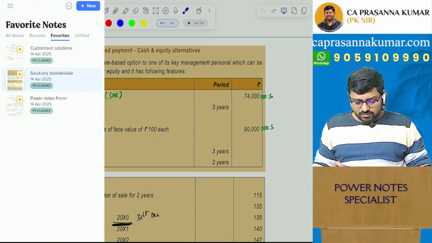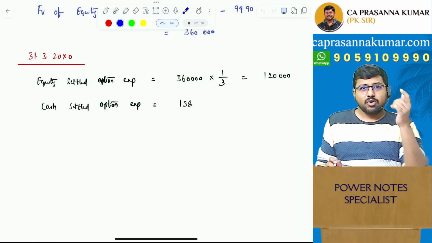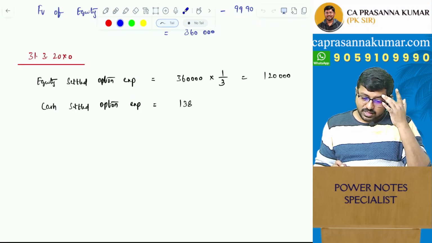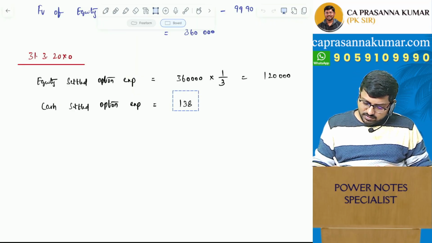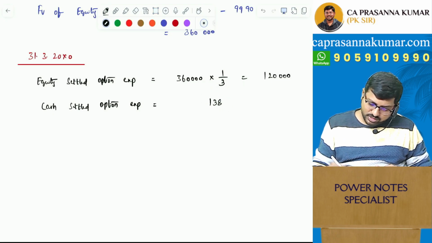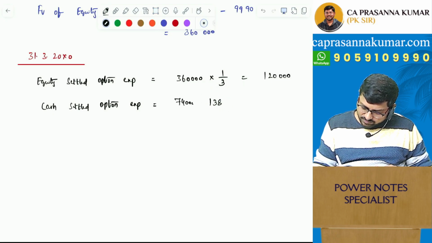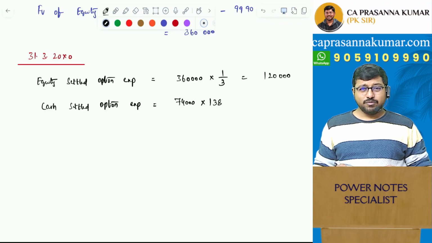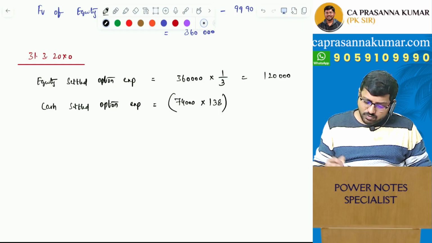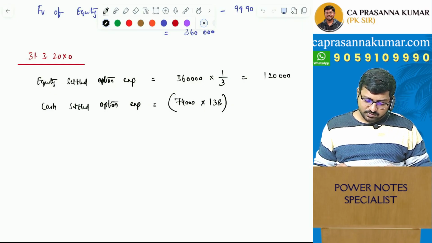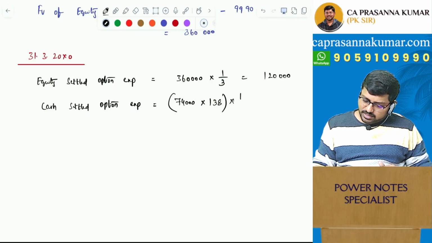So what is left over for us in that case? Number of options per employee, which we anyway know is 74,000, right? So let me put it then. Number of options per employee, which is 74,000, into fair value of the option at the end of the year when it comes to SARs, which is 138, the fair value per 20x0, into naturally what, Nana? Vested period completed 1 divided by total vesting period 3.